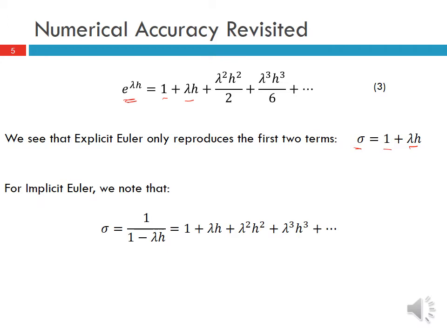For implicit Euler, we have sigma equal to 1 over 1 minus lambda h, and we can write this as a series expansion, which is equal to 1 plus lambda h plus lambda squared h squared plus lambda cubed h cubed, etc. If we compare this with the exact answer, we see that it also only reproduces the first two terms. Again, we've got the 1 and we've got the lambda h. We do have a lambda squared h squared, but it's not the same as what's in equation 3 here.